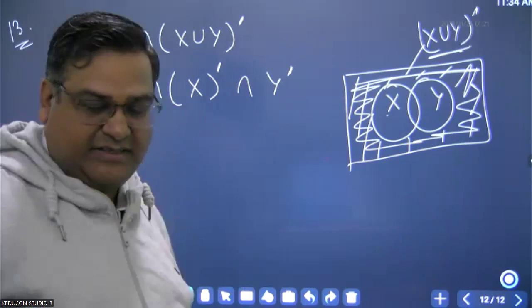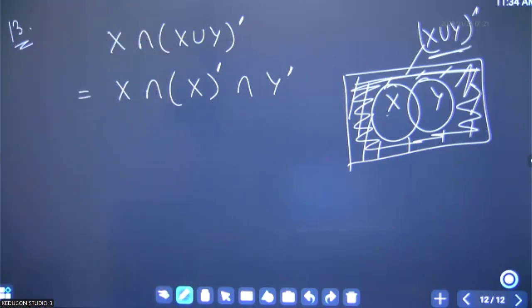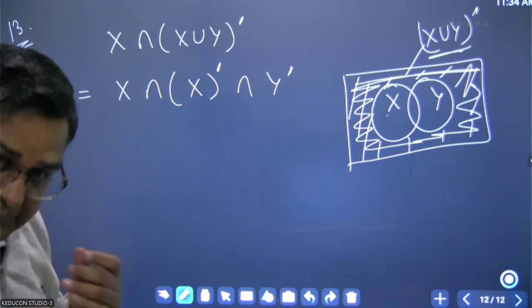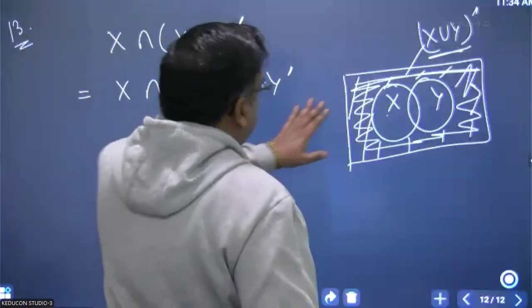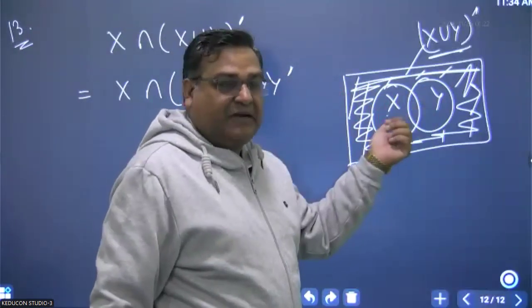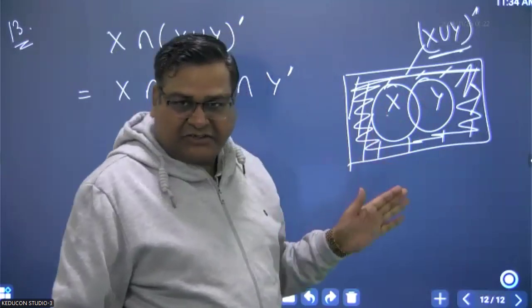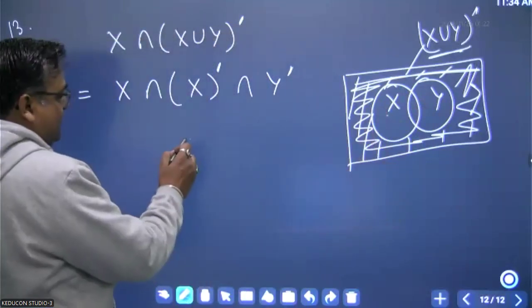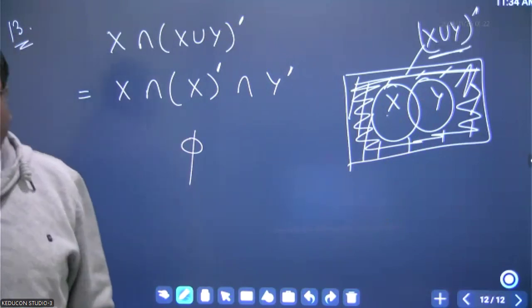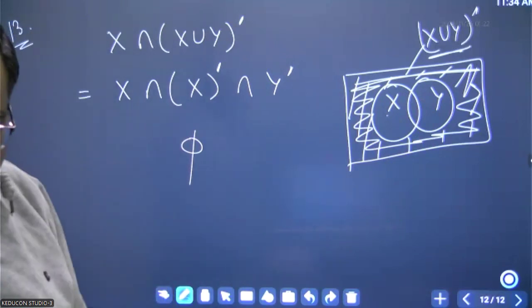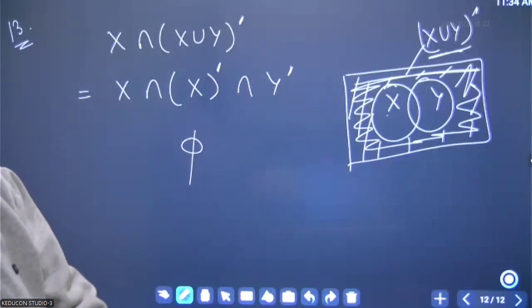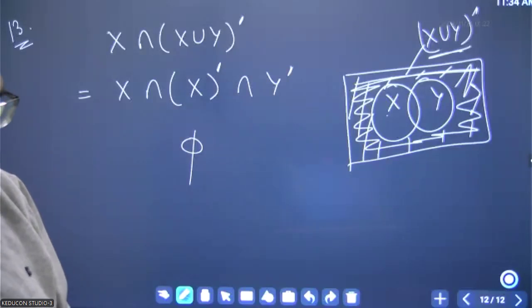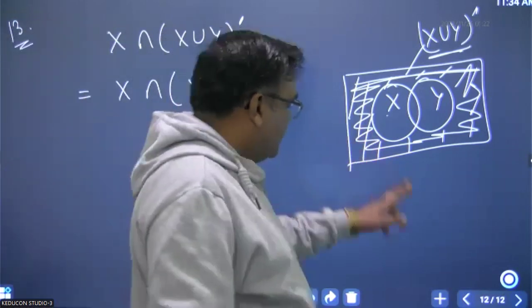Please type the answer in the chat box. Yes, students, please type your answer. Tell me, what will come in both? Is there something common between the shaded part and X? There is nothing common. So therefore the answer will be C option. Very good. Right, children? Wherever you have a doubt or confusion, draw the Venn diagram.